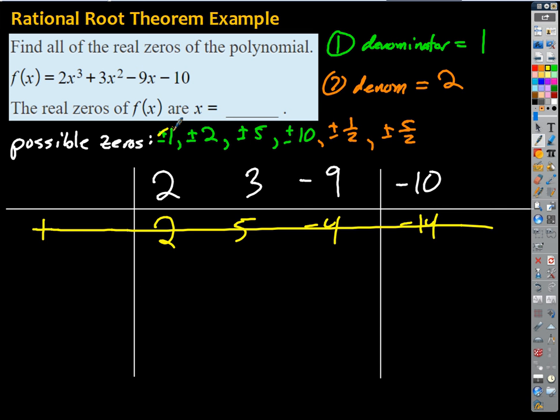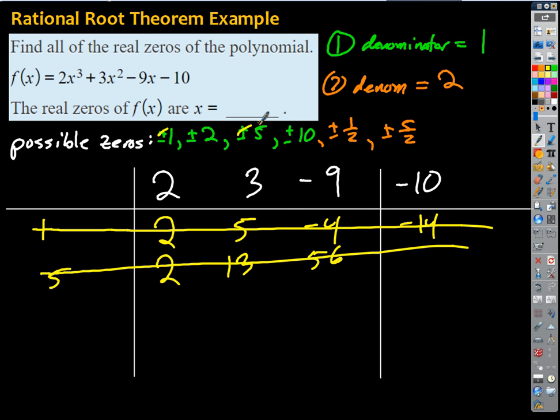Now I'm going to purposely pick one that doesn't work here, just so you can see one additional failure, right? So what if we pick +5? If I pick +5, I'd bring down the 2. 5 times 2 is 10 plus 3 is 13. 5 times 13, I'm already getting pretty big numbers. This isn't going to work, is it? You can already predict. This gives me 65 plus -9 is 56, way too big. It's not going to work. So we could cross +5 off the list.